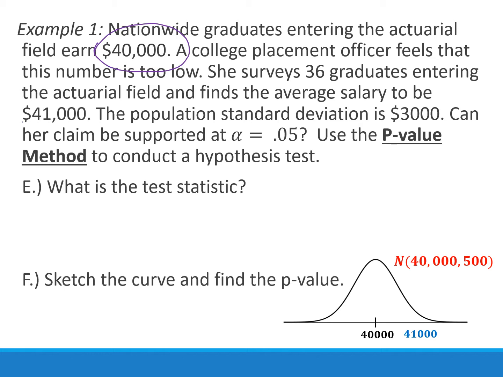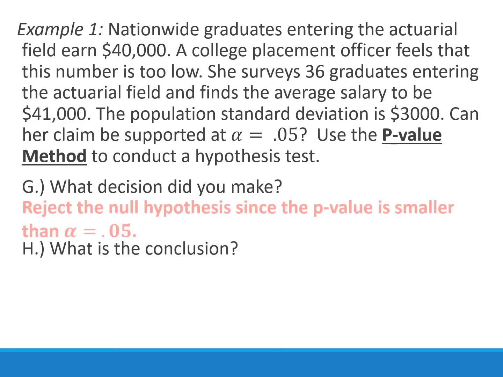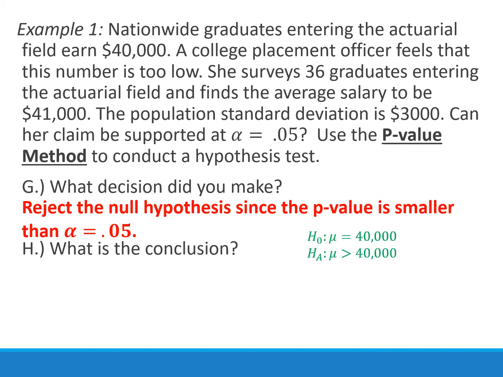Would it be unusual to take a sample of 36 graduates and see that they average 41,000? So we want to find a z-score for 41,000 or more to the right of that. Okay, we get a z-score of 2.0. We look that up in the table. Remember, the table is always telling us what's the area to the left of this, so we have to do 1 minus what the table says. P-value is 0.0228. So at this point, we can reject the null hypothesis because that p-value is smaller than the alpha level of 5%, and write our conclusion.